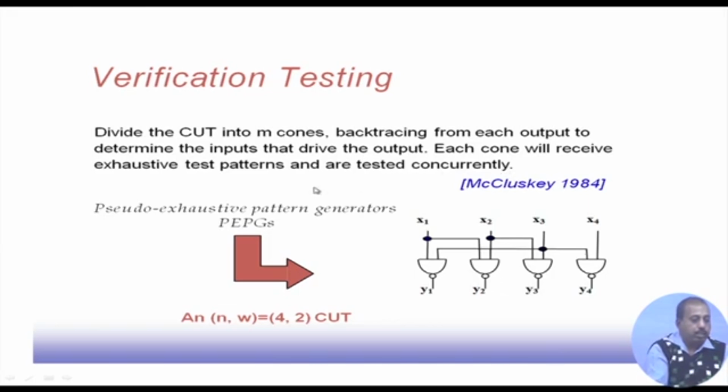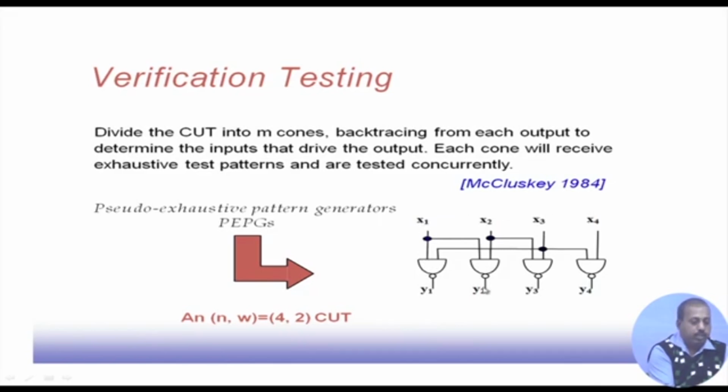Suppose in this particular case, we have got an (n, w) = (4, 2) circuit, where n is the number of inputs and w is the maximum dependency. If you look into this circuit, take this y1 output: you see that it is getting input from x1 and from x3. So, for testing this gate exhaustively, I need exhaustive patterns only at x1 and x3.